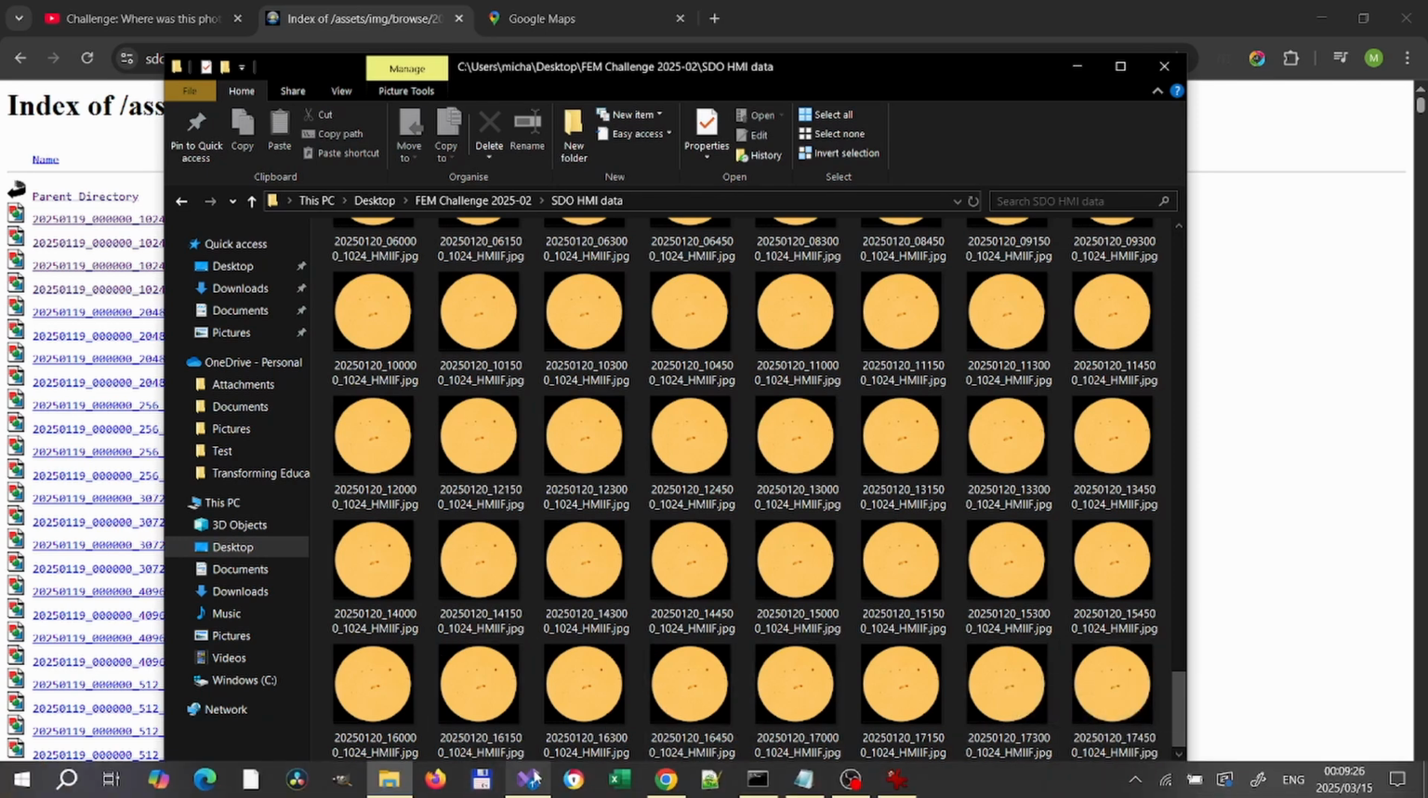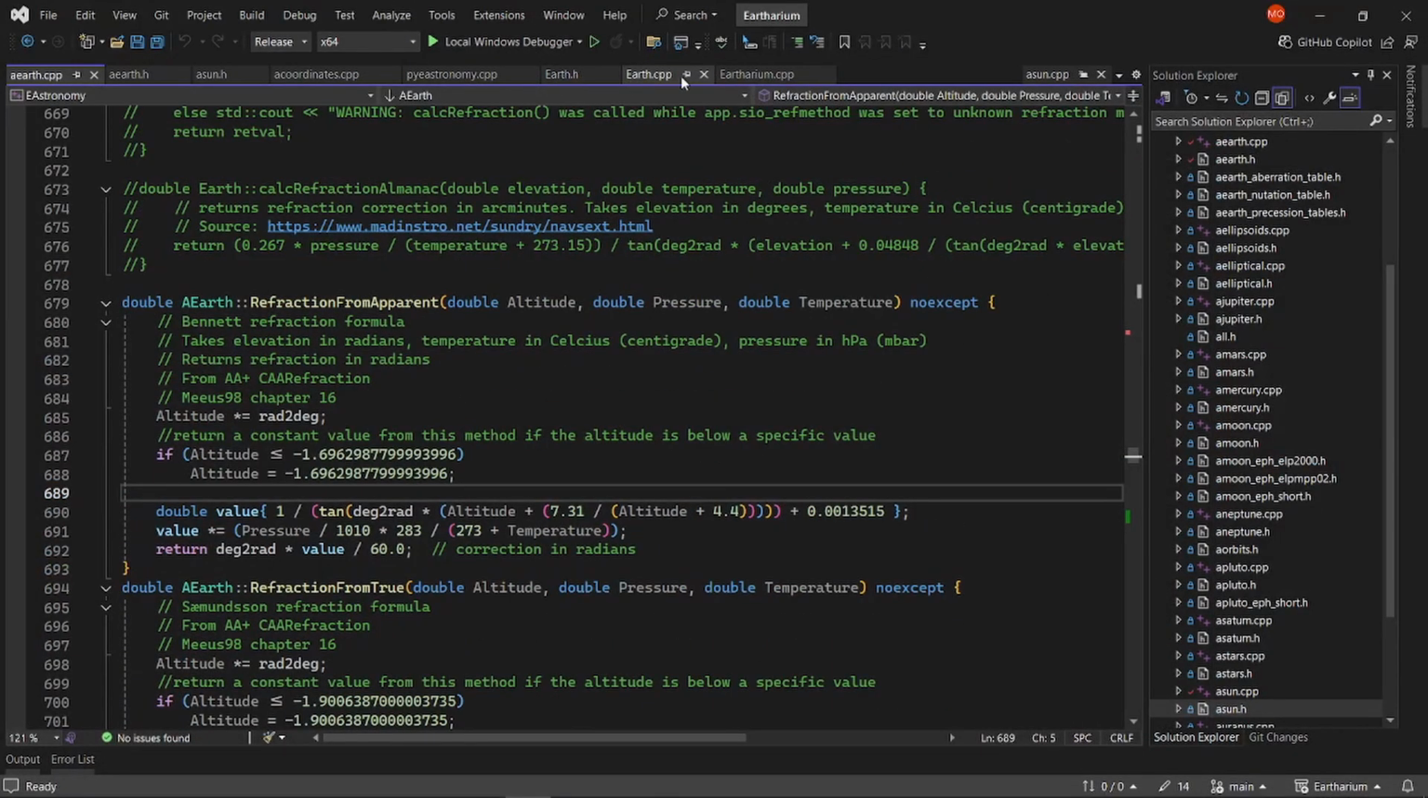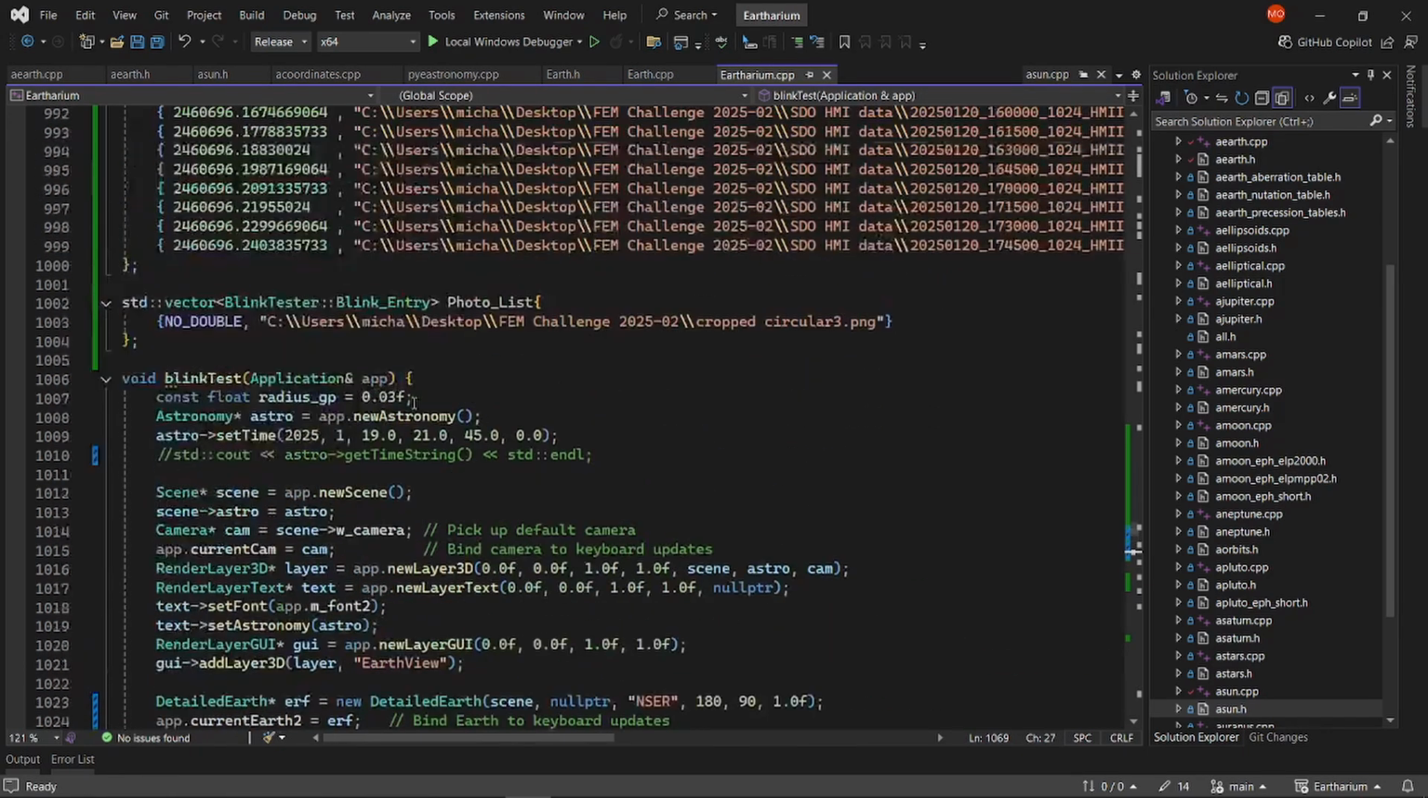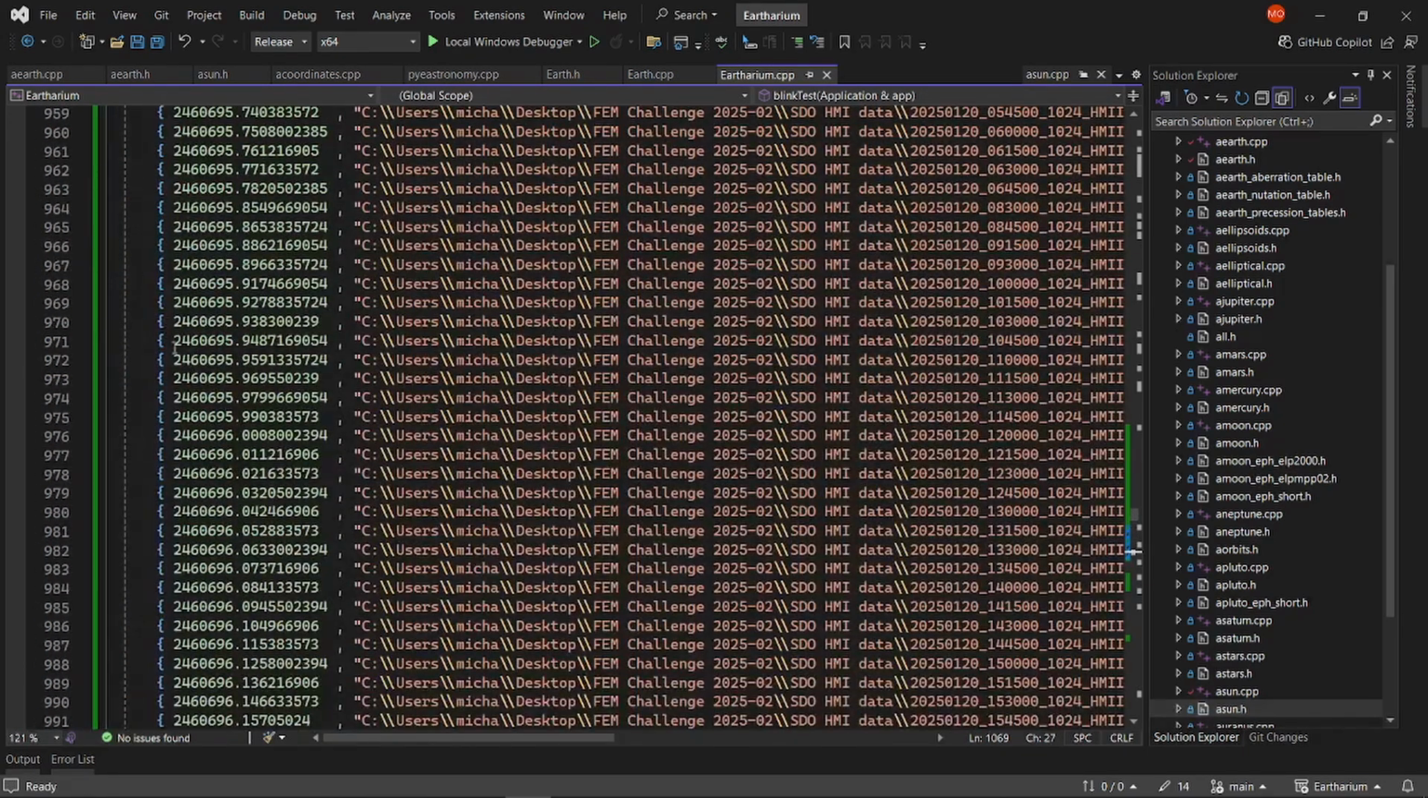I have then taken those into a program here that I have written myself, and I've added the corresponding Julian date, Julian time.